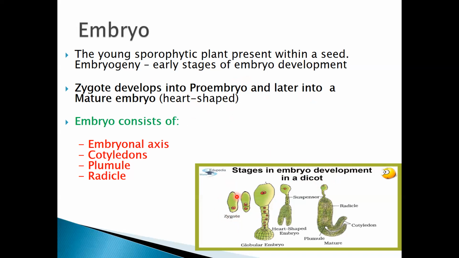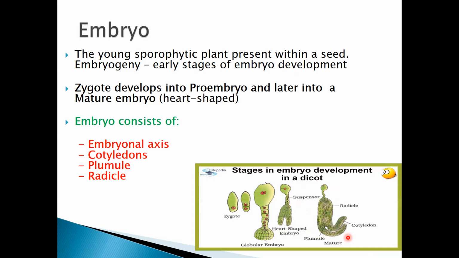First, you see here, the zygote forms into the proembryo, the globular embryo. Here you can see the cells are divided. Here only two cells are there. There are so many cells. Later it forms a heart shape. Then they divide into even more cells. There is the suspensor, which has many cells too. These are called suspensor cells. And later it develops into a mature embryo. So you need to remember this. Clear?